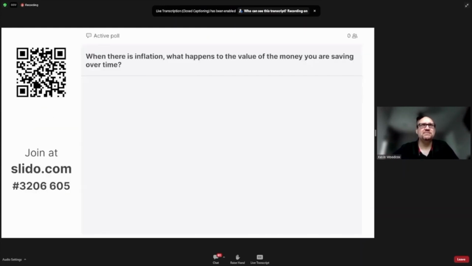So we'll do the same thing. So when there is inflation, what happens to the value of money you put in your savings over time?